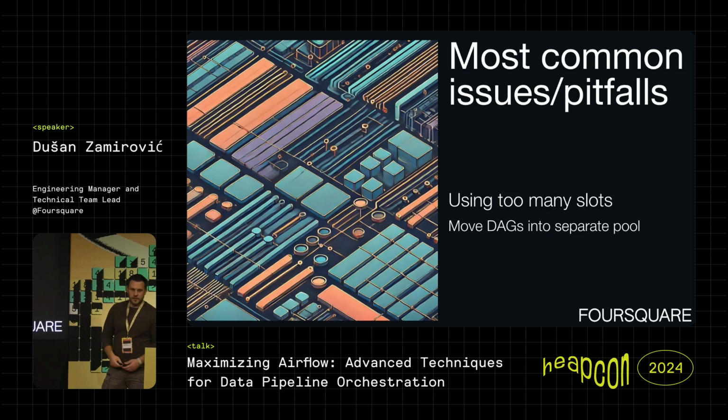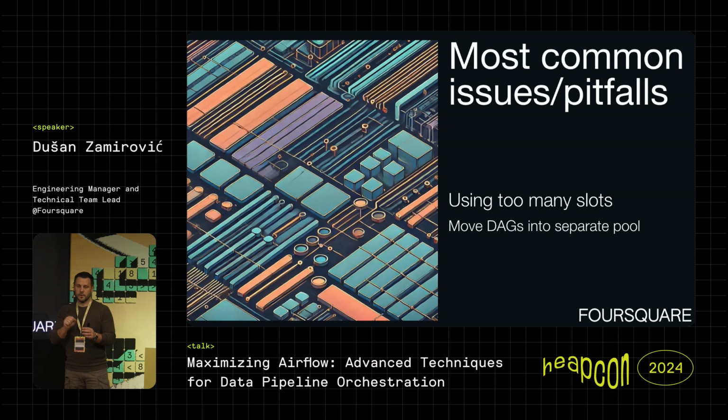Then, using too many slots. Now we want to define what is a slot in Airflow and what is a pool. A slot we can understand as one logical box where Airflow will put your task that you want to run, right? And a pool is, again, a logical category that defines how many slots you can run at the same time. Obviously, you can have many pools at the same time.